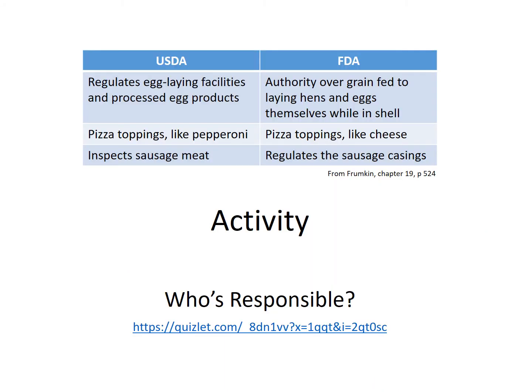But it gets complicated. If you're comparing USDA and FDA, for example, with eggs, the USDA is regulating the facilities, but the FDA is regulating the feed that's going to the hens and also the eggs themselves. If you're talking about pepperoni or pizza toppings, pepperoni is through USDA, cheese is through FDA, and even within sausage, the sausage meat is USDA, whereas the casings are regulated through FDA. So it gets complicated. There's a Quizlet to help you. It will take you through those general rules and regulations for those three, and also the local health departments.